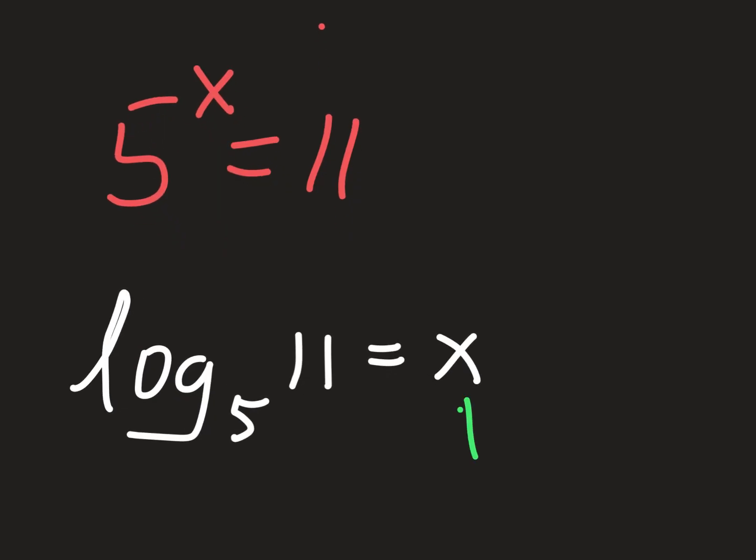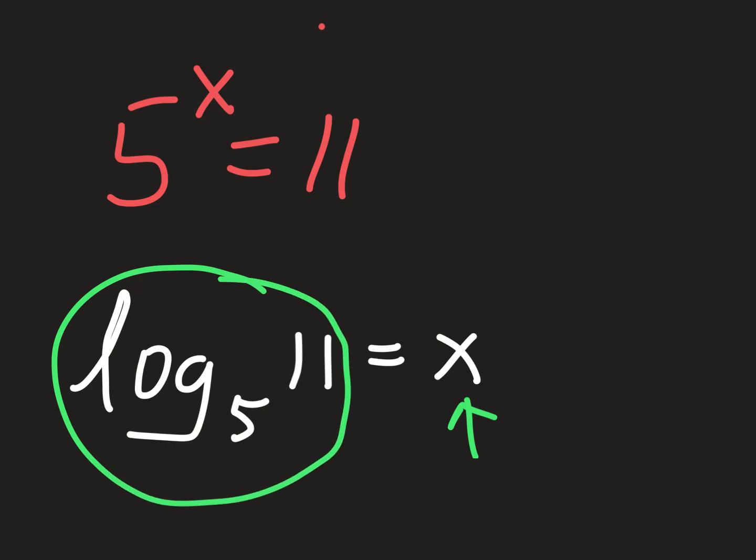Because the x is alone now, and that can be calculated with a calculator. Don't get out the calculator, because this whole test, we're not going to use calculators. Why? Well, if we needed the exact answer for this, this answer is good enough. That is the exact answer. Log base 5 of 11 is good enough.